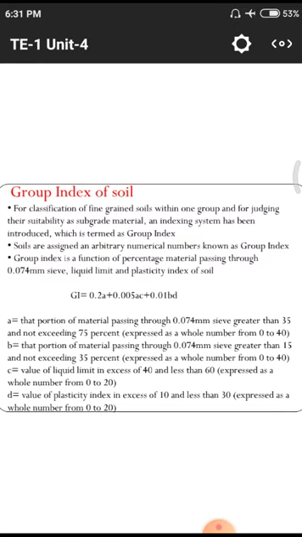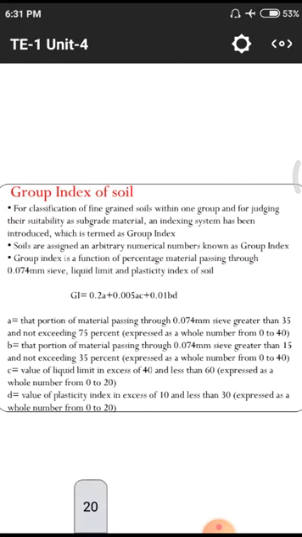In this particular C value there is no sieve analysis. We need to go for the liquid limit and plasticity index. First of all, C equals the value of liquid limit in excess of 40 and less than 60%, expressed as a whole number between 0 to 20. A and B are both related to sieve analysis, but C is related to the liquid limit and D is related to the plasticity index.